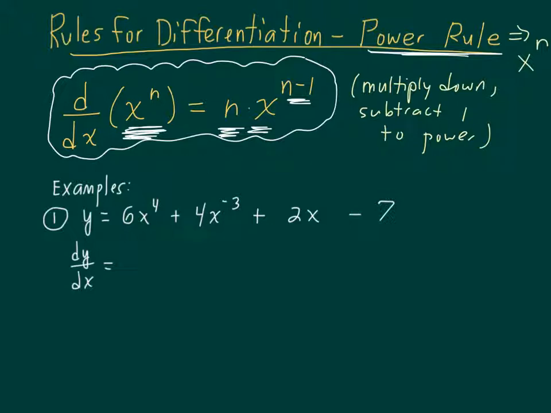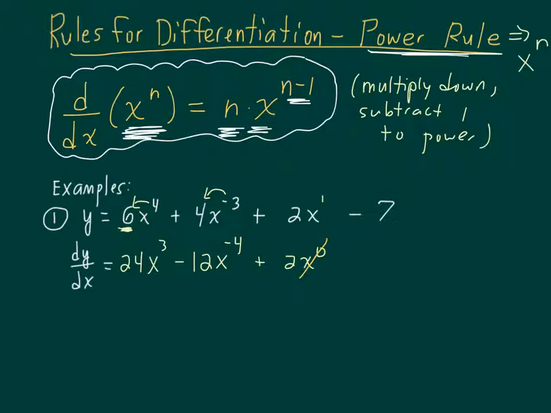So we're simply going to multiply down. If there is a number in front, then you simply multiply down with that number in front. So we would have 24x to the third minus 12x to the negative 4. Remember you're subtracting 1, so if it's a negative, you're going further into negative territory. Now this linear term 2x, that x really has a power of 1, so if we multiply down, we would have 2x to the 0. Well, x to the 0 is 1, so we're not going to bother to write that x to the 0.